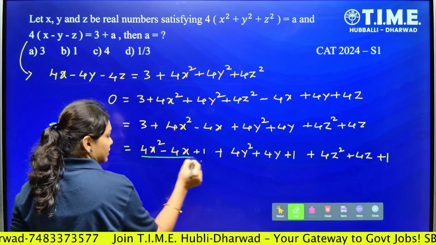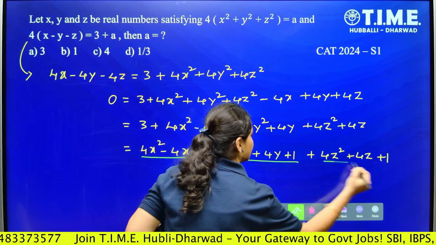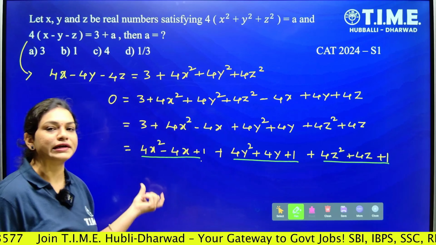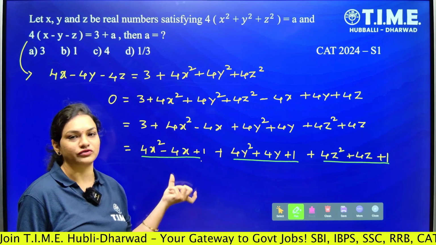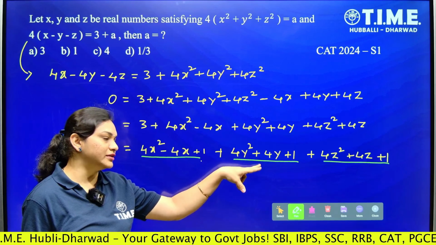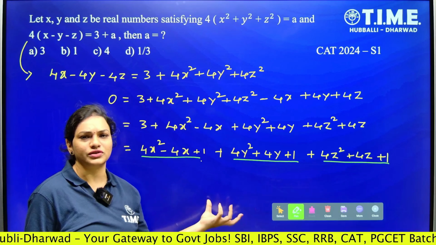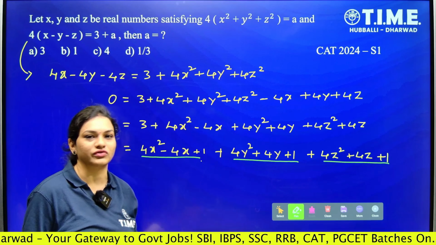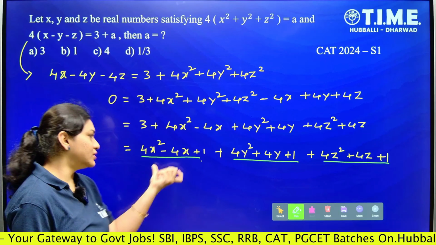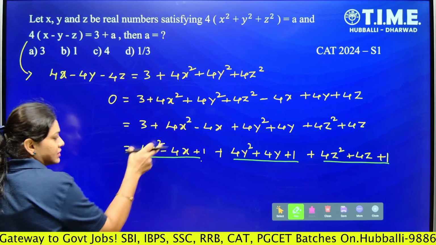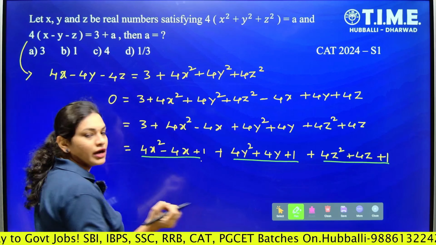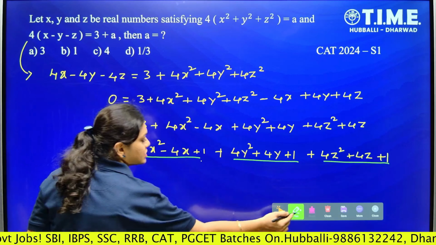If I take this one as a separate part, when we observe, it is in the format of (a minus b) whole square, or since we have all positive signs, it can be (a plus b) whole square format also, right? So based on that, in this case I'll take the value of a as 2x. Okay, just try to understand.